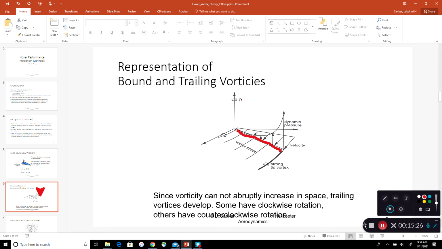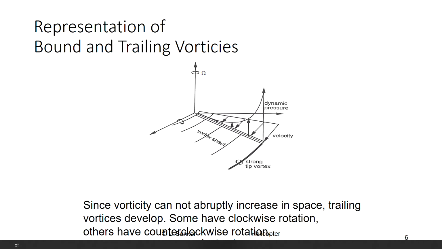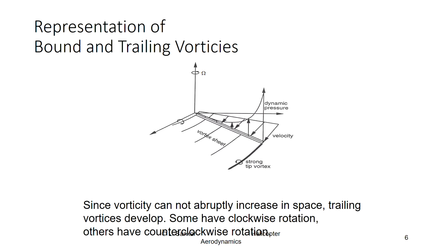Okay. So this is the image of the bound vortices all the way along the blade. This is the circulation in the boundary layer. Think of it that way. Trailing vortices are this weak vortex sheet that we see in the inboard region, and the tip vortex that we see right near the tip. Dynamic pressure is increasing as omega r squared.